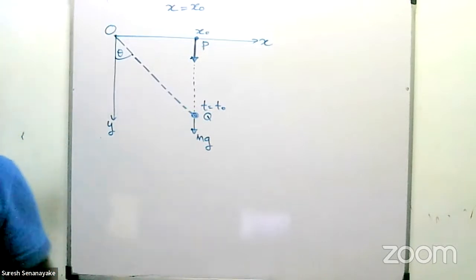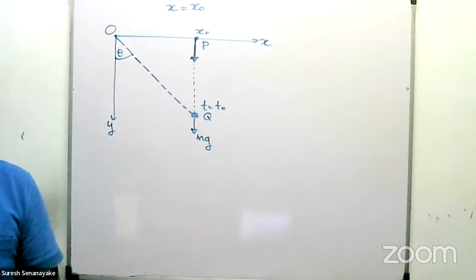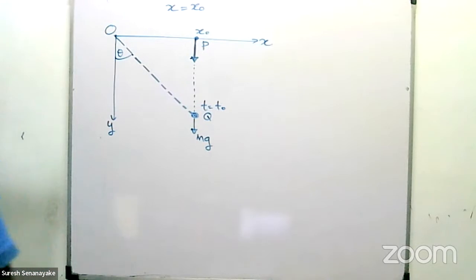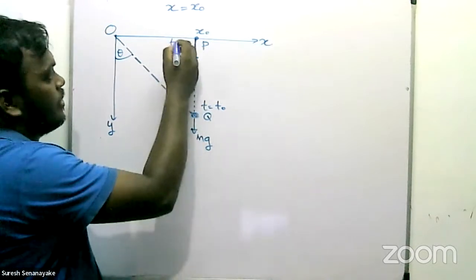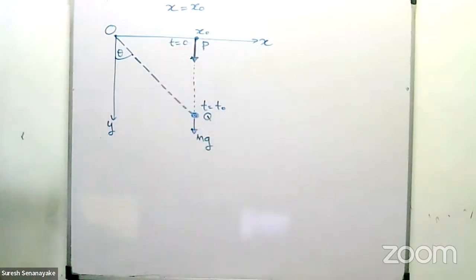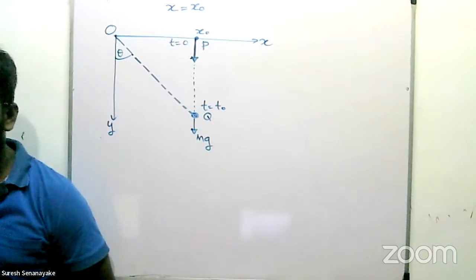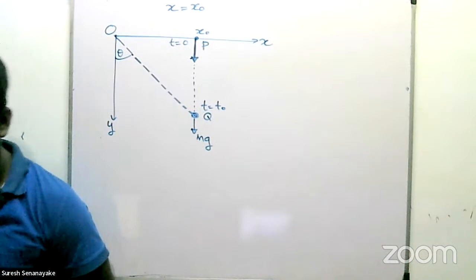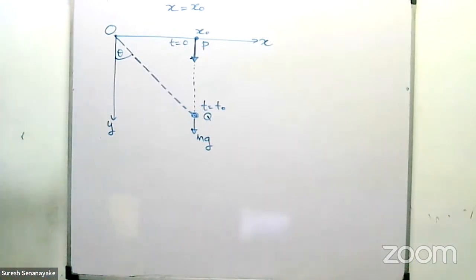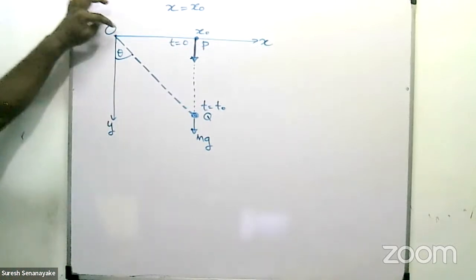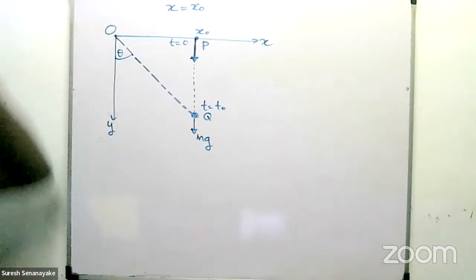Find the torque acting on the particle at time T naught when it is at point Q, with respect to capital O. With respect to O means you need to consider all the things related to this O. The rotation axis passes through O.